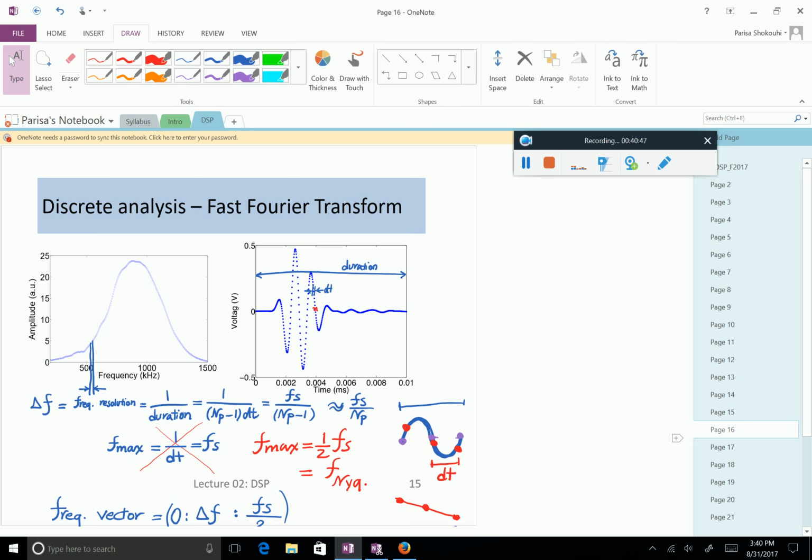You always have to ask the person who gives you the signal, what is your sampling frequency? The length you can figure out just by looking at your data file, you know how many data points you have. But you need to know the sampling frequency. If you have these two pieces of information, then you should be able to plot a spectrum for any signal that you are given. So go ahead, try to plot this.